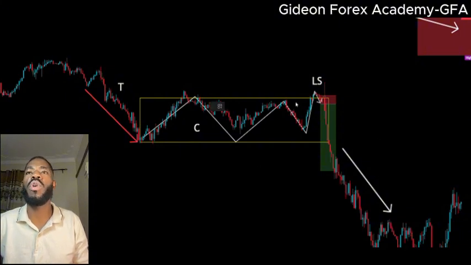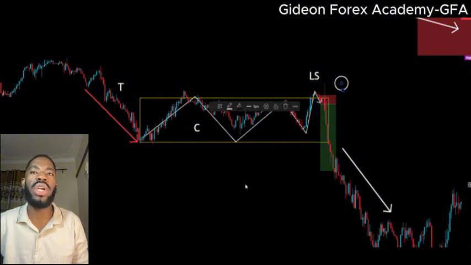Watch out for the manipulation after the consolidation. Don't fall for breakouts or sells. Like in this case, somebody would have sold here too early before this liquidity sweep. Wait for the liquidity sweep. The reason why there's a sweep here is because many traders placed their sell orders too early around this point, and then the price retraced and took them out with this liquidity sweep candle right here, because there are so many stops here.